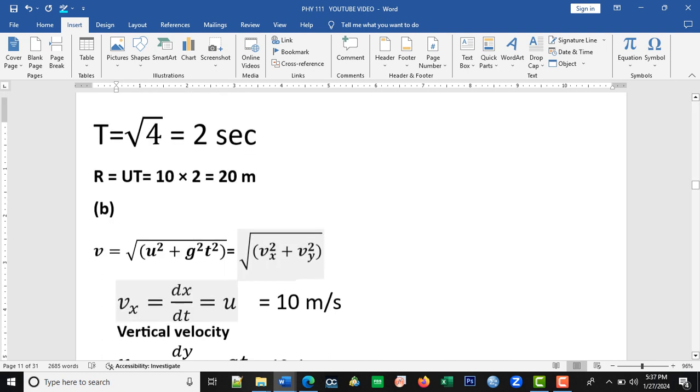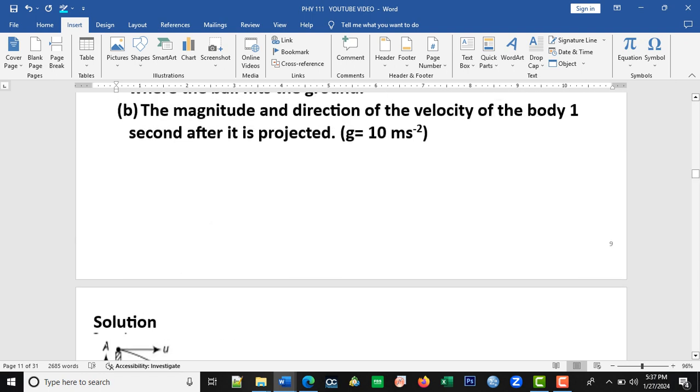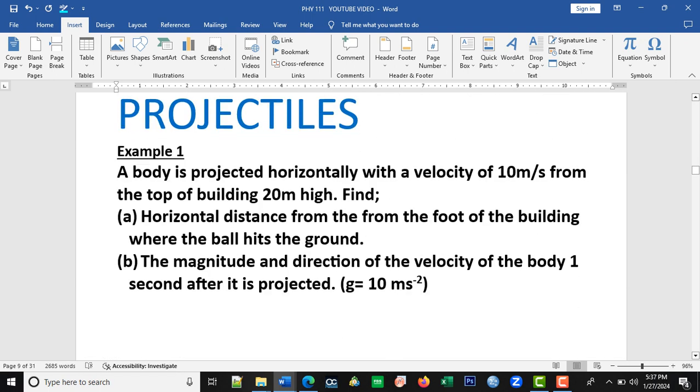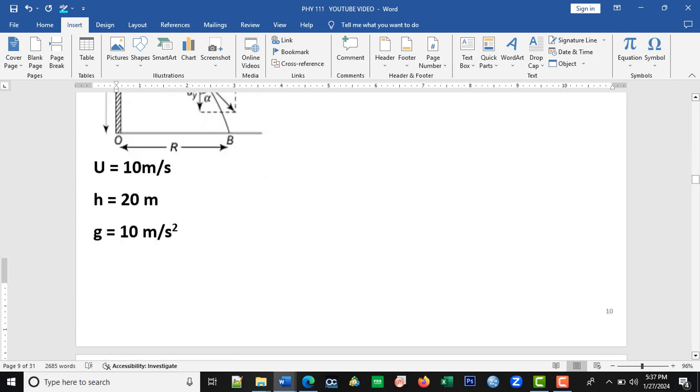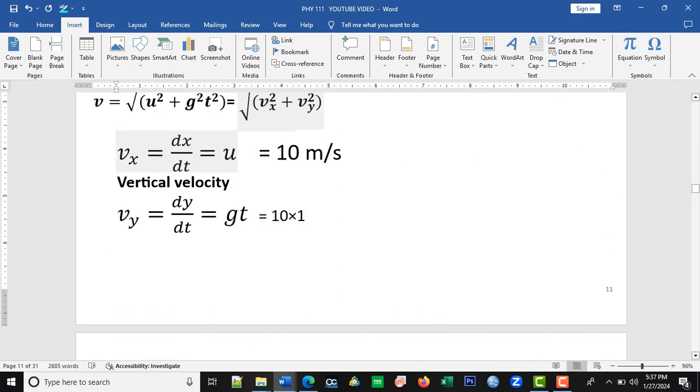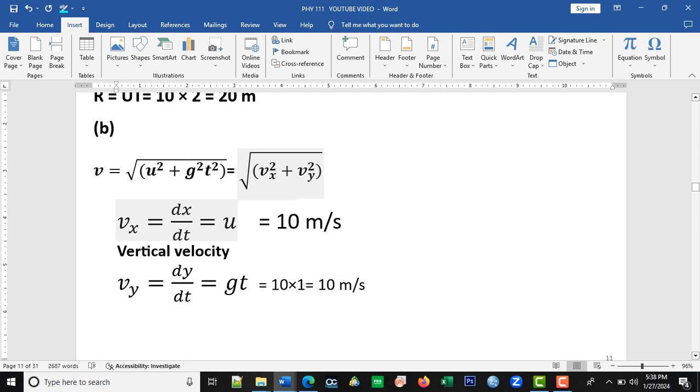Let's go back so you see it very well. Find the magnitude and direction of the velocity of the body 1 second after it was projected. So we are going to put 1 second in place of t here. So 10 times 1 is 10 meters per second. Now we apply the expression for the magnitude. In place of Vx we substitute 10 square, and in place of Vy we substitute 10 square as well.